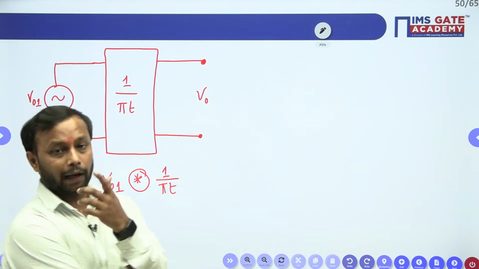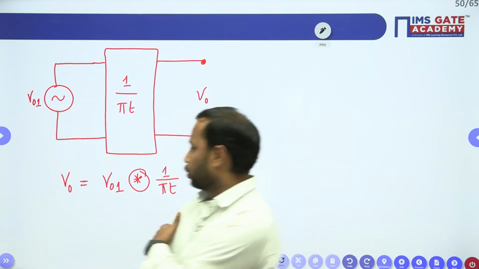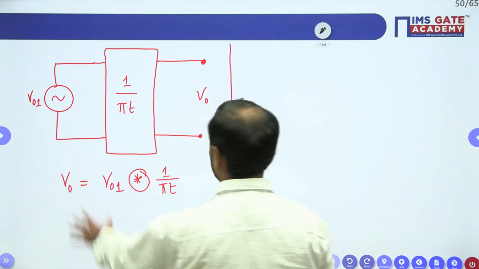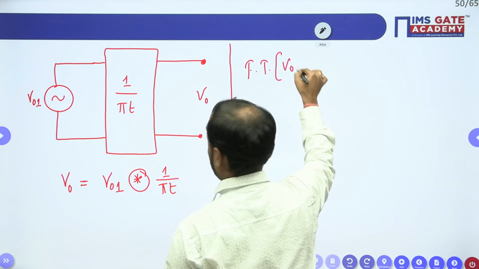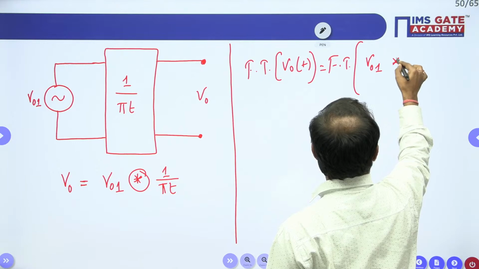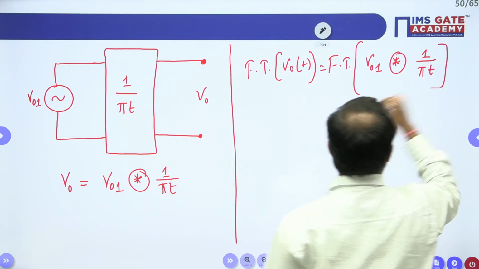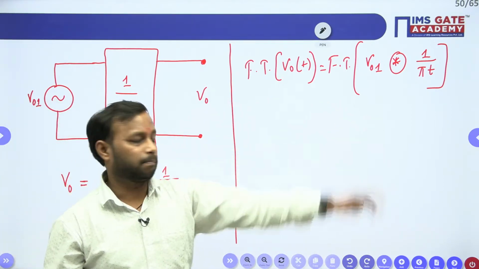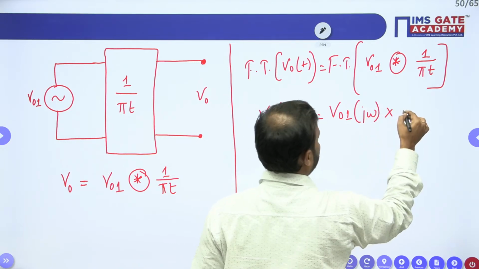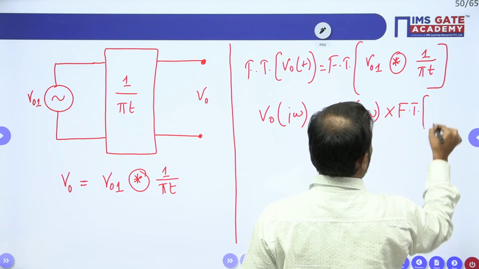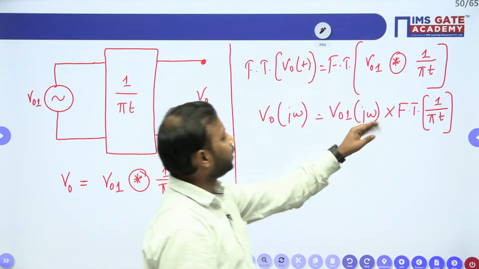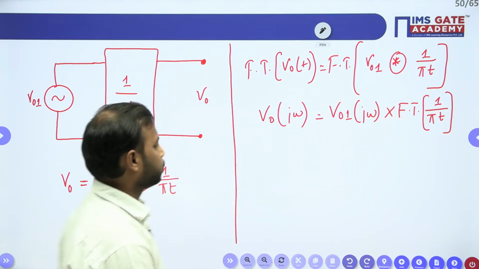Now this 1 upon pi t, in which chapter have you seen it? Definitely you have seen it in the Fourier transform. So what we need to do? We need to find the Fourier transform on the left hand side and the right hand side. So let us do that. Fourier transform of V0 t equals Fourier transform of V01 convolution 1 upon pi t. So convolution in the time domain means in the frequency domain we need to multiply. All right. So we need to find V01 j omega and the Fourier transform of 1 by pi t.